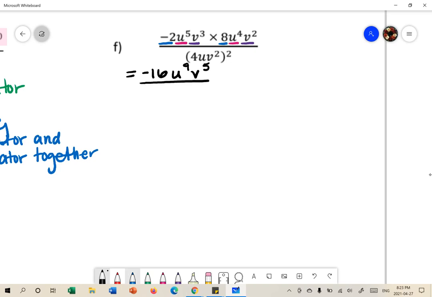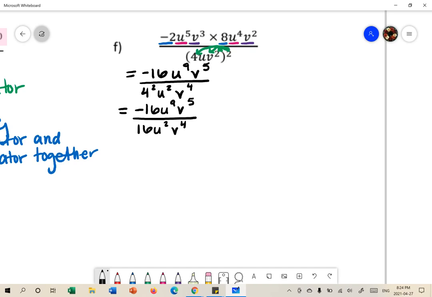In the denominator, I'm going to apply exponent 2 to all the factors inside the bracket. 4 squared, U squared, V, 2 times 2 is 4, which is equal to negative 16 U 9 V 5 divided by 4 squared is 16 U squared V raised to 4.